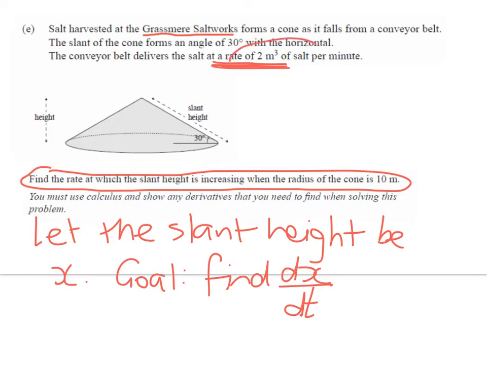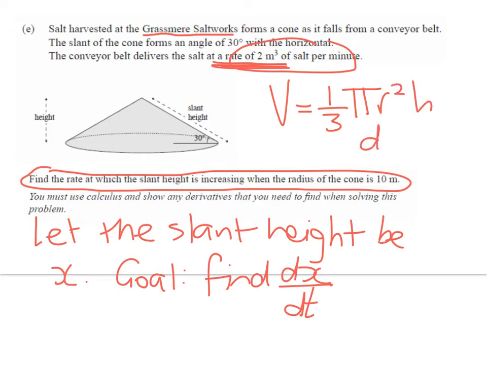minute. So that's a rate to do with the volume, and this is a cone. So the formula for the volume of a cone is 1/3 times pi r squared h, and we've been told that dV by dt is equal to 2, right? So it's 2 cubic metres per minute. So we're starting to see the very start of a chain rule thing here.